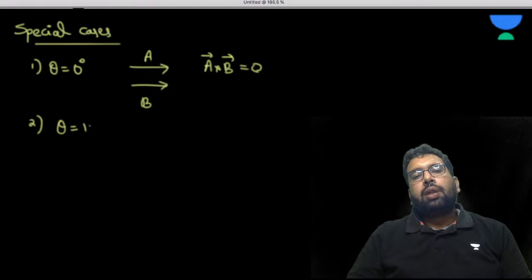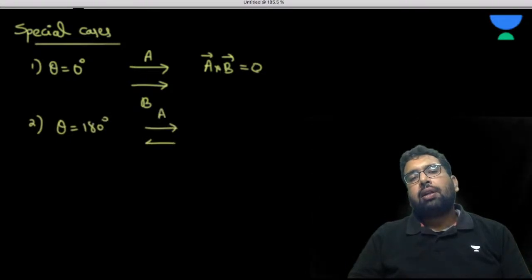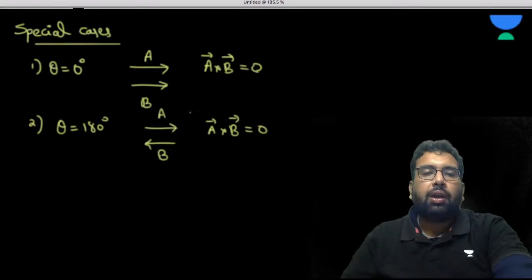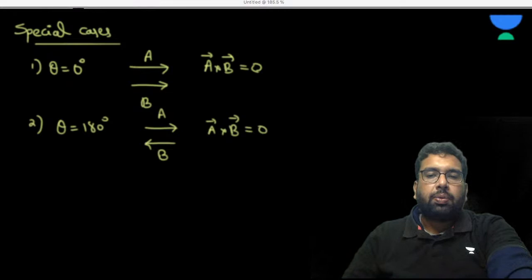Similarly, if theta is equal to 180 degrees, that means the vectors are anti-parallel vectors. In this case also, it is going to become 0, right?